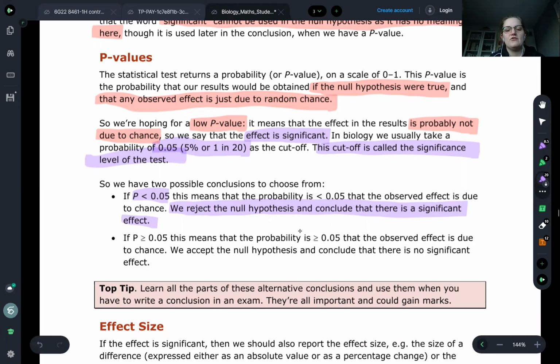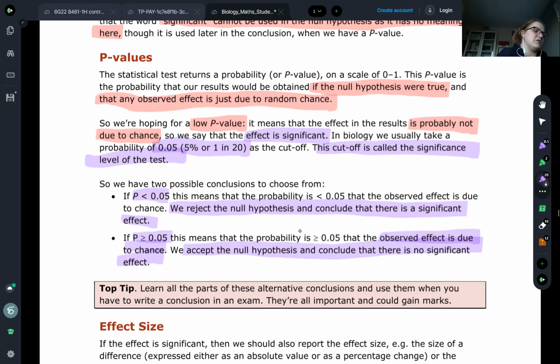Conversely, if our p-value is greater than 0.05, this means that our probability is 0.05 or greater. And so our observed effect is due to chance. So we accept the null hypothesis and conclude there is no significant effect. It's really important you learn all these parts of these alternative conclusions and you use them when you have to write a conclusion in an exam. They're really important. They could get you lots and lots of marks. So knowing that p-value and knowing what it means if it's above or below 0.05.